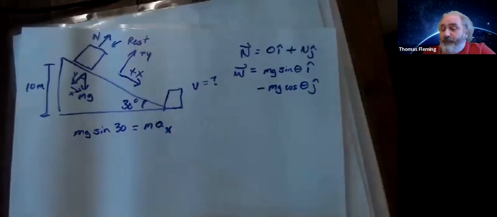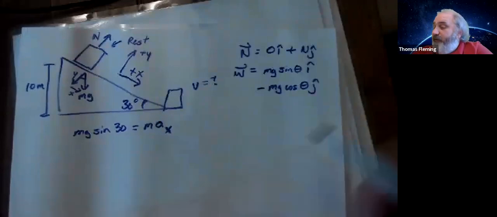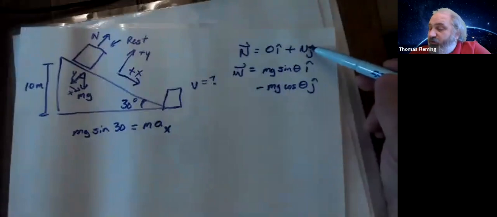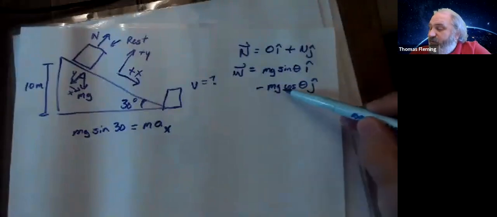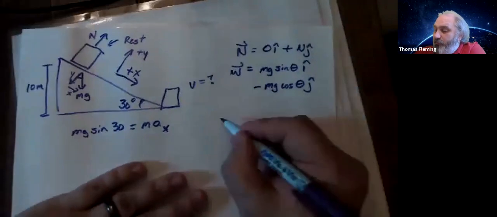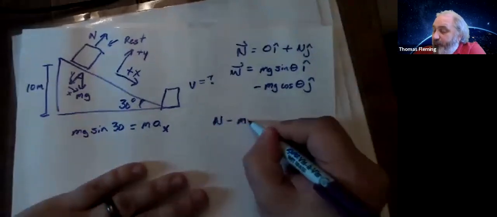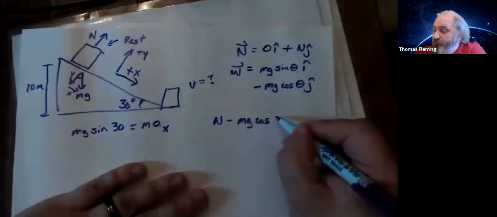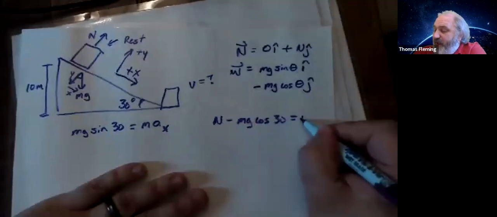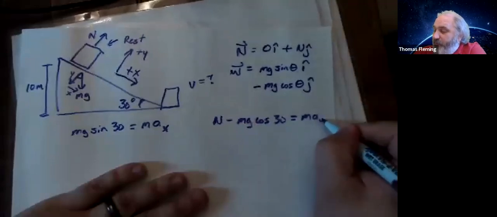That's my first equation. My second equation, which we're going to end up not even needing, is that in the y direction, I have the normal force minus mg cosine of 30. So the normal force minus mg cosine of 30. That's going to equal the mass of the box times the acceleration in the y direction.